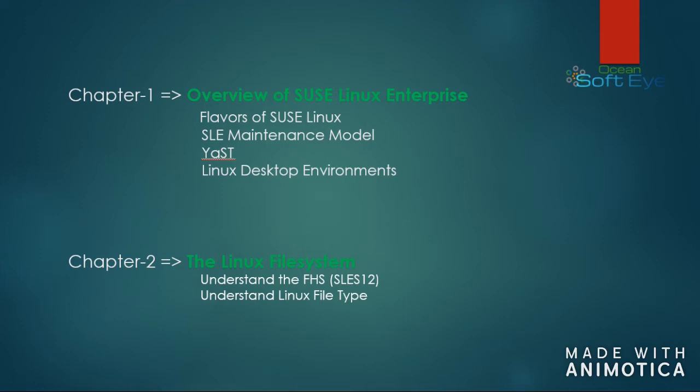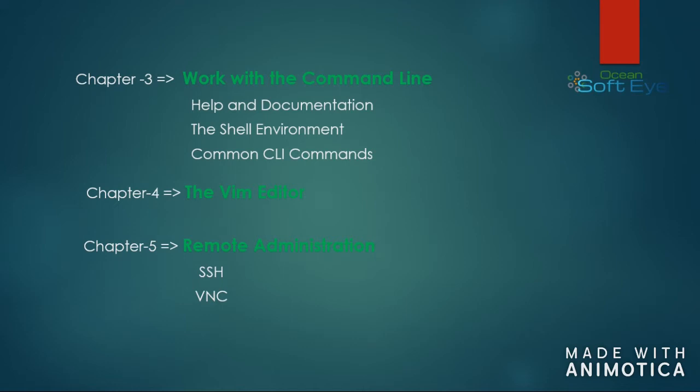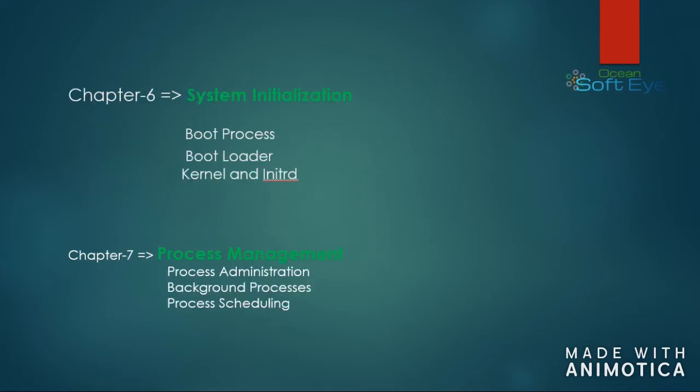Then the second one is the Linux file system. Now moving further, the third chapter is working with the command line. The fourth one is the VI editor. The fifth one is remote administration. The next chapter is chapter 6, system initialization. It contains the boot process, bootloader, kernel and initrd.